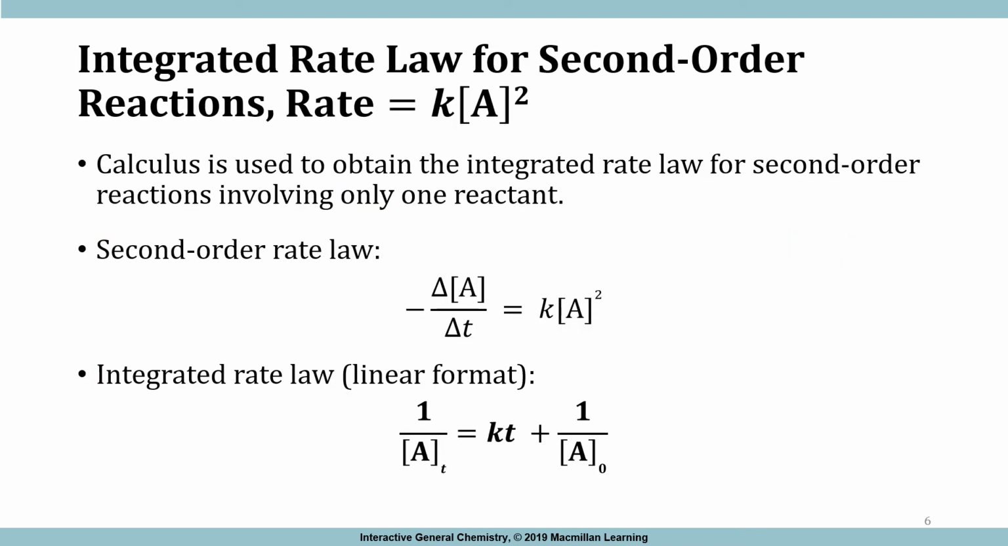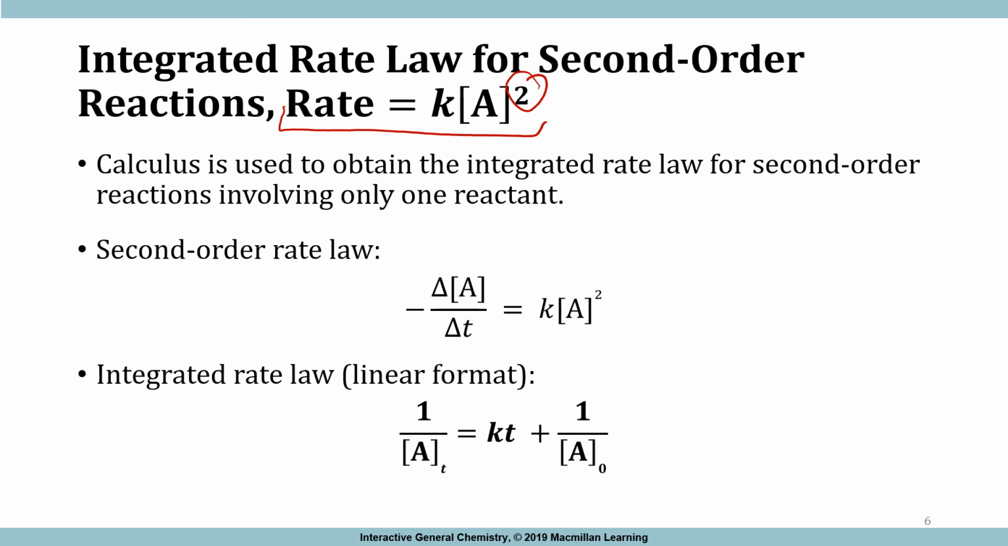Let's move on to second order reactions. In 14.2, we know that the rate law for a second order reaction looks like this. So that 2 is always going to be the second order. We can also use calculus to obtain the integrated rate law because we want the second order reaction to give a linear graph when we plot it.